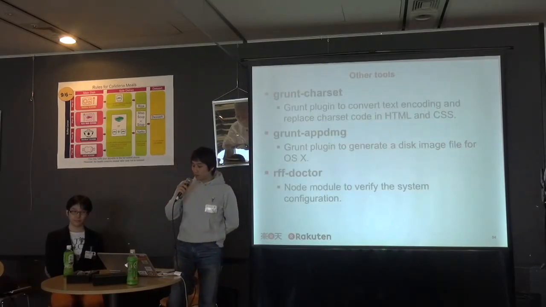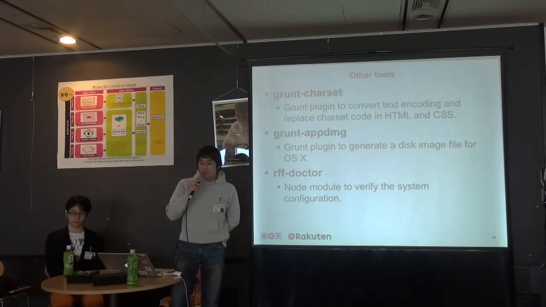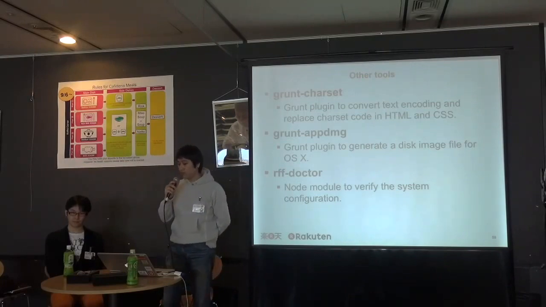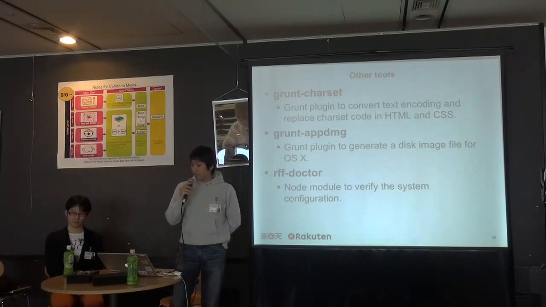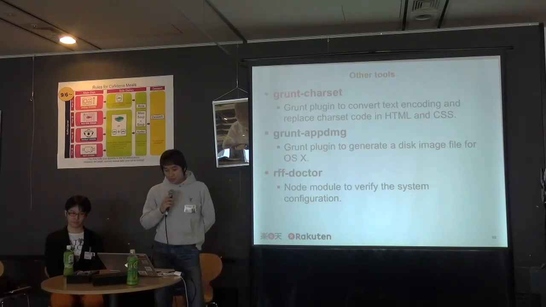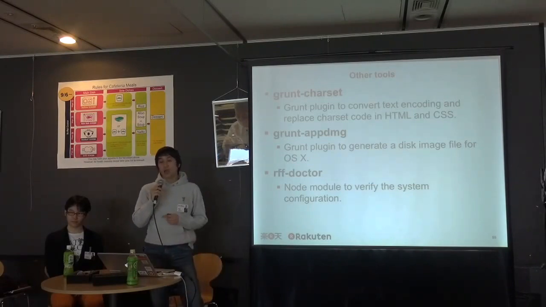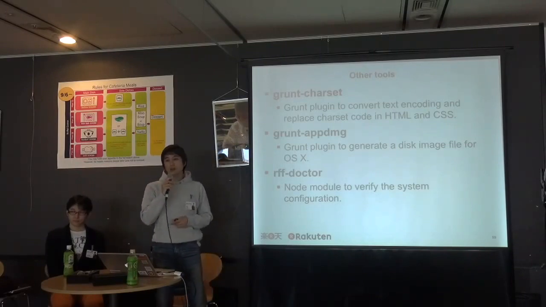Furthermore, we developed other utilities. Grunt Charset is a Grunt plugin to convert text encoding of files and charset code in HTML and CSS. There are some non-UTF-8 services in Rakuten, so developers don't have to take care of text encoding by using this plugin.